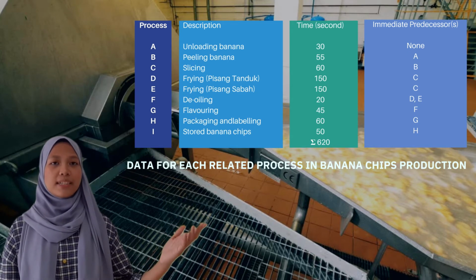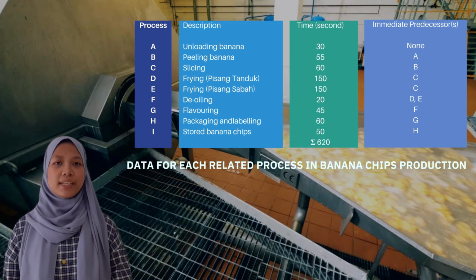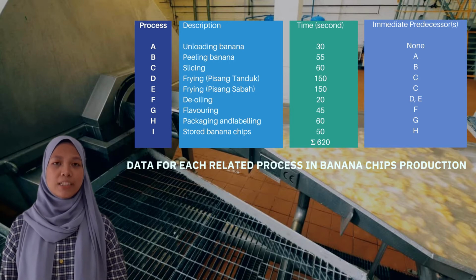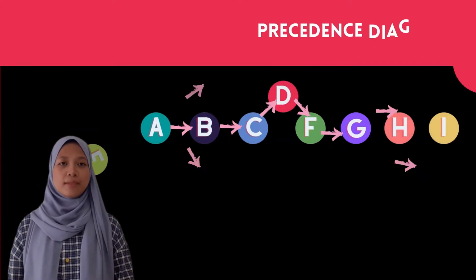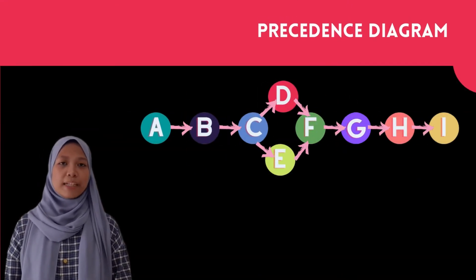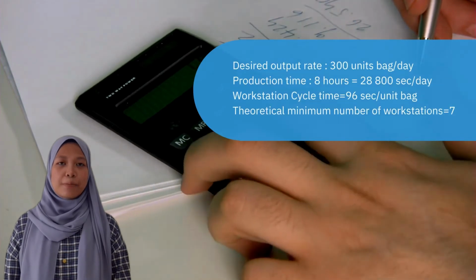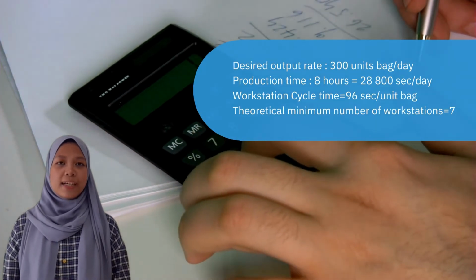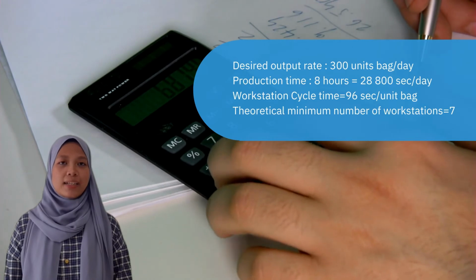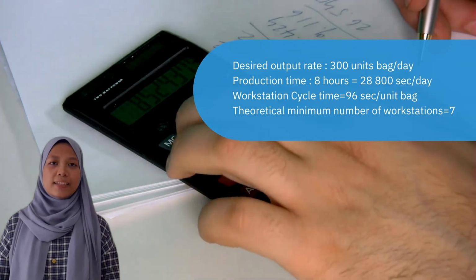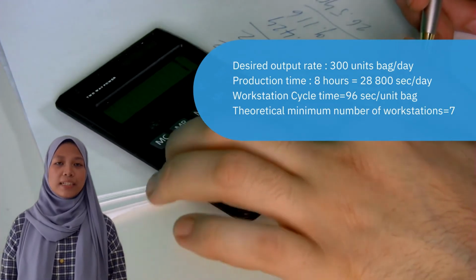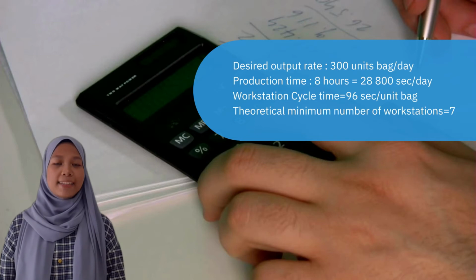This table contains the data for each related step in producing the banana chips. Hence, a process precedence diagram is created as shown in the diagram. With the output rate of 300 bags per day and operating time of 8 hours per day, the cycle time that is calculated is 96 seconds per unit, and the theoretical minimum number of workstations is calculated as 7. Hence, as a result, the line efficiency is 92%.